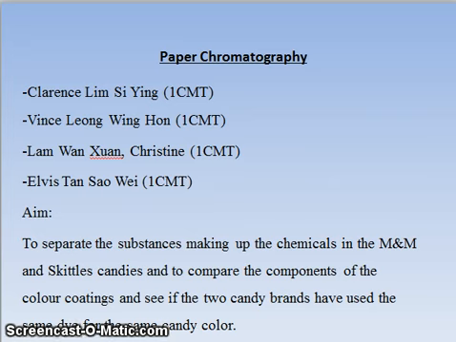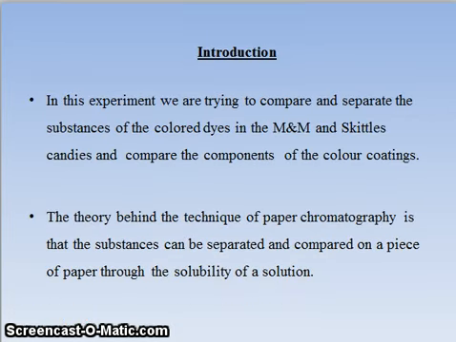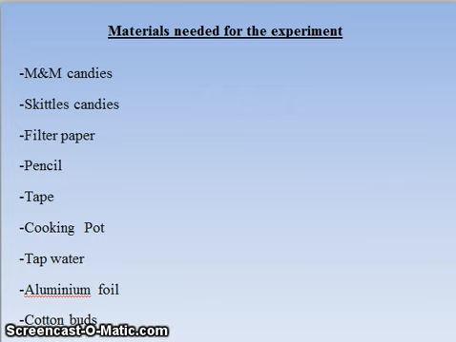The aim of this project is to see whether M&M and Skittles candies were using the same dyes for similar color candies. The substances of the candies can be separated and compared on a piece of paper through the solubility of a solution. We were using M&M candies, Skittles candies, filter paper, pencil, tape, cooking pot, tap water, aluminum foil, and cotton buds in our experiment.